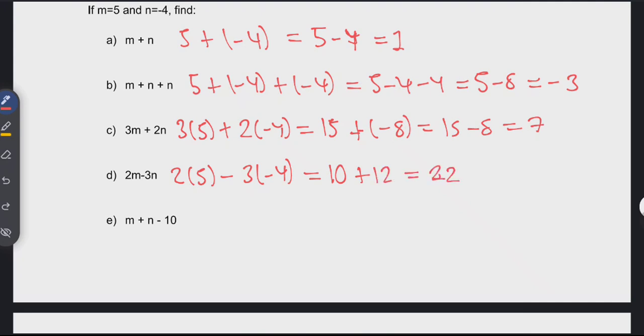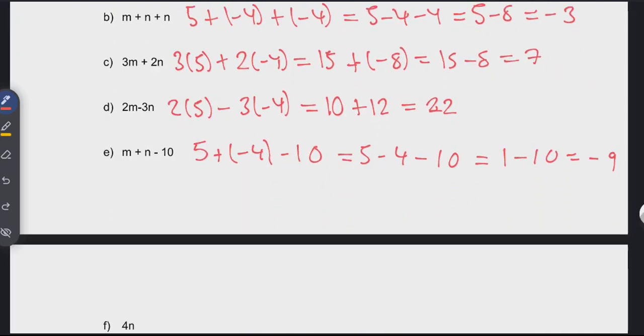Okay, and then we have m plus n minus 10. So m is 5 plus n is plus negative 4. And we've got minus 10. So first of all, we're thinking, what is 5 plus negative 4? How can we rewrite that? Well, that is just 5 minus 4. And then that minus 10 on the end. So what is 5 minus 4? That is 1. So 1 minus 10. That is equal to minus 9.